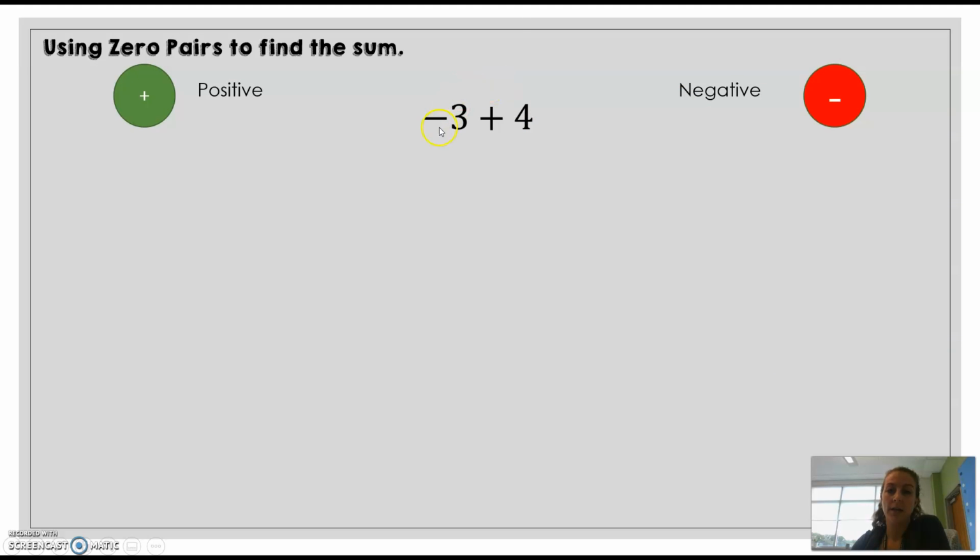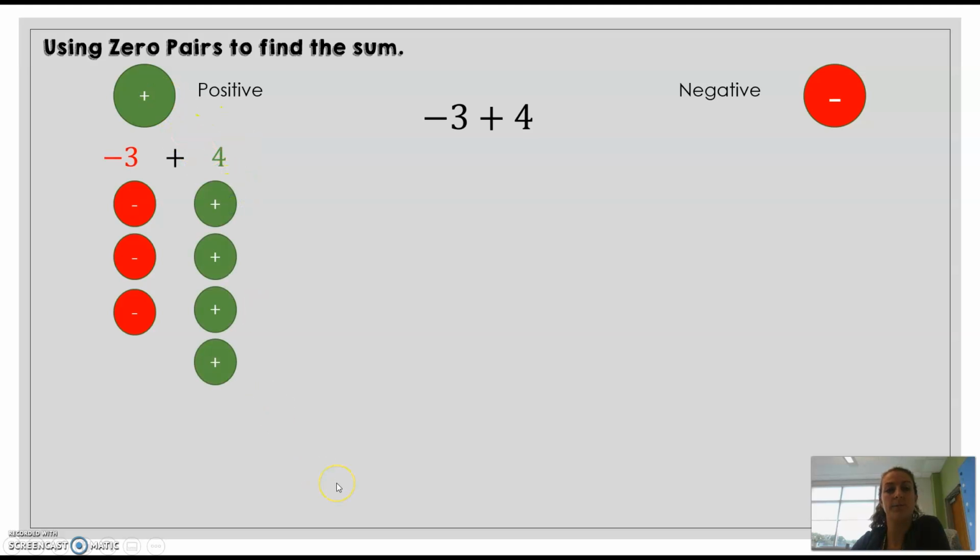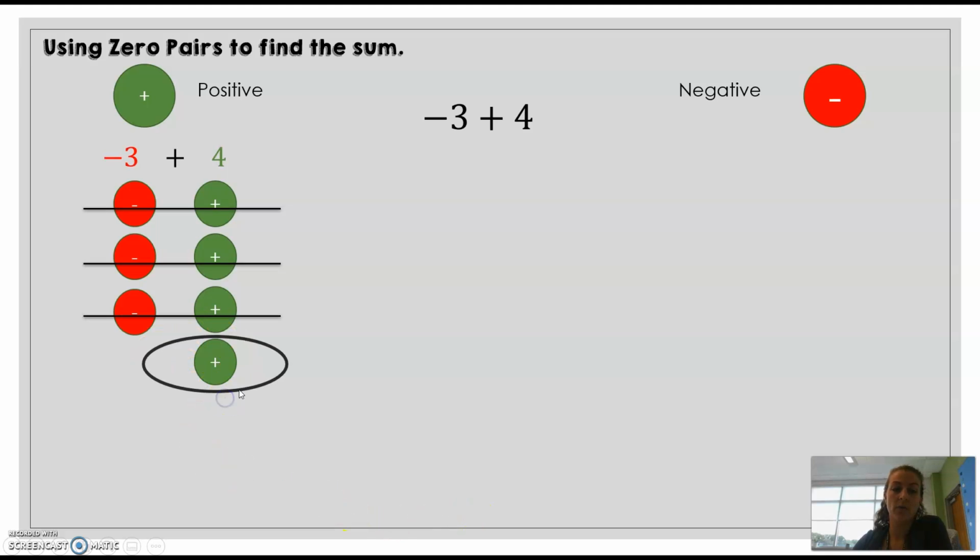So let's look at -3 plus +4. First, my -3, I would represent with 3 negative counters. And then my +4, I need 4 positive counters. Do I have any 0 pairs? Well, these would cancel each other out. These would cancel each other out, or balance each other out. And these would cancel each other out. So in this case, I would have one positive counter left over. So my sum would be positive 1.